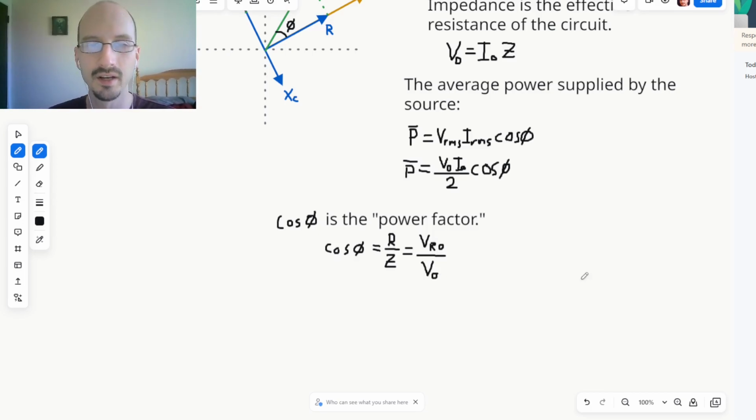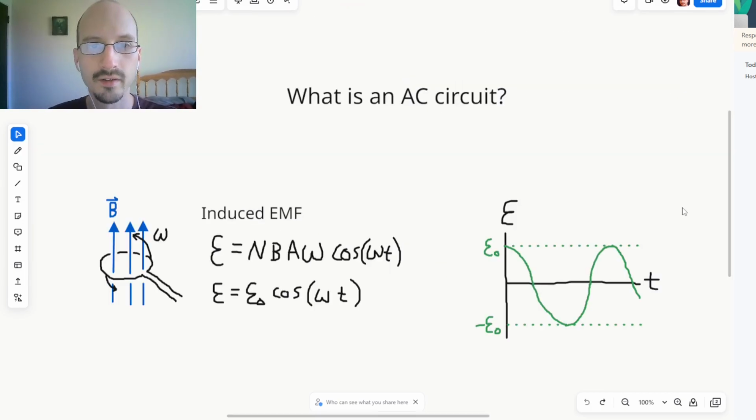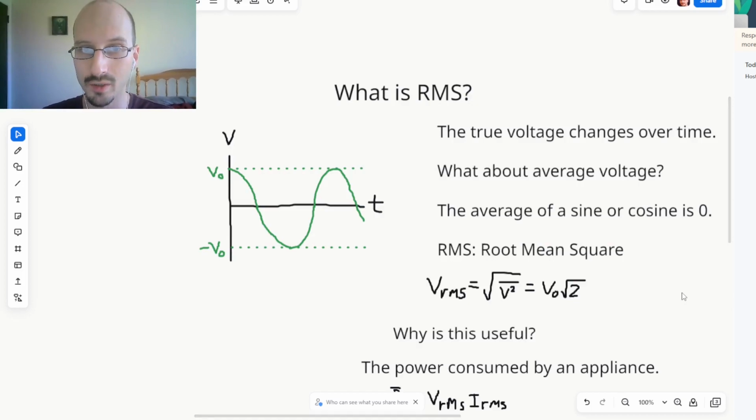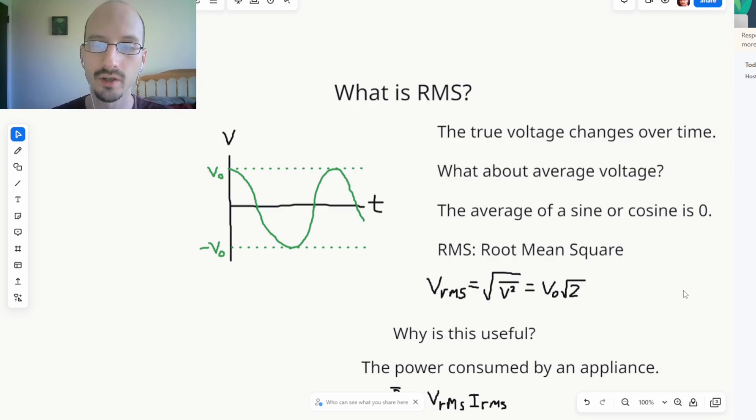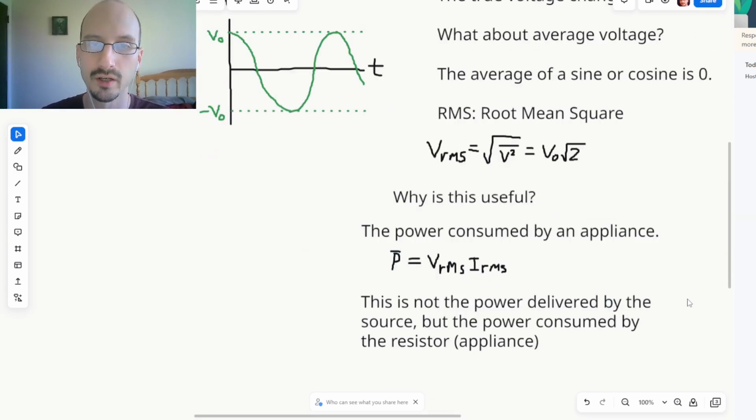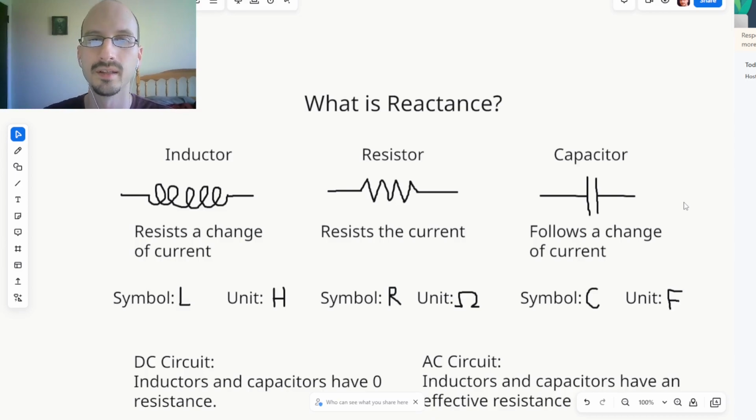That's the basics of AC circuits. We covered what an AC circuit is, how an alternating current is created. We talked about what RMS is. It's the average of the square of the voltage and the current. And RMS voltage and current are useful when calculating the average power consumed by a resistor or an appliance. Lastly, we talked about the AC equivalent of resistance that is found in inductors and capacitors, which is called reactance.